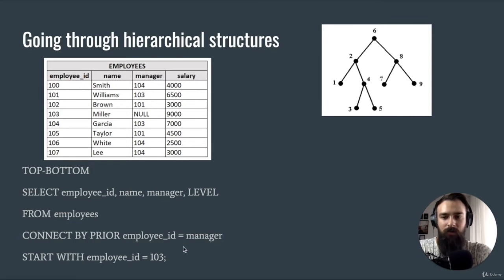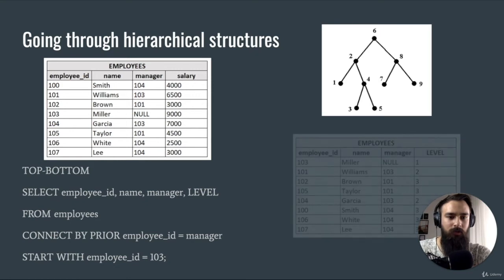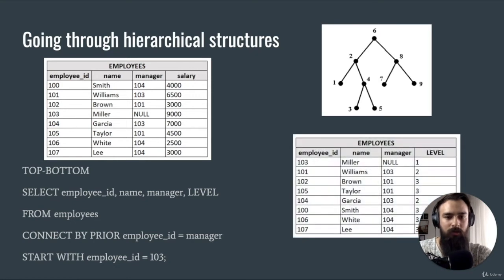And then start with the manager from the first level being the employee ID with 104. The result is this one, where the employees are displayed from top to bottom, meaning from the level 1 manager, then the level 2 manager with its employees, then the second level 2 manager with its employees, and so on.